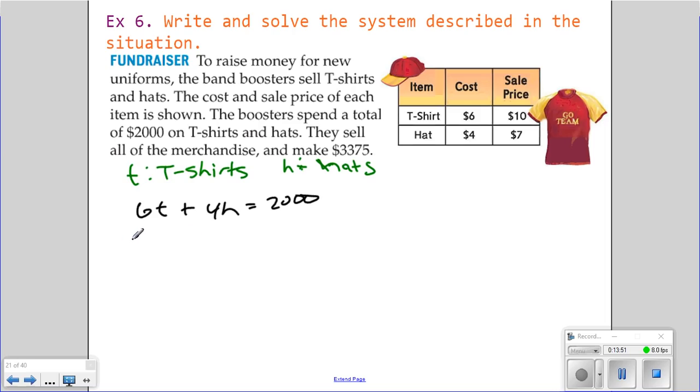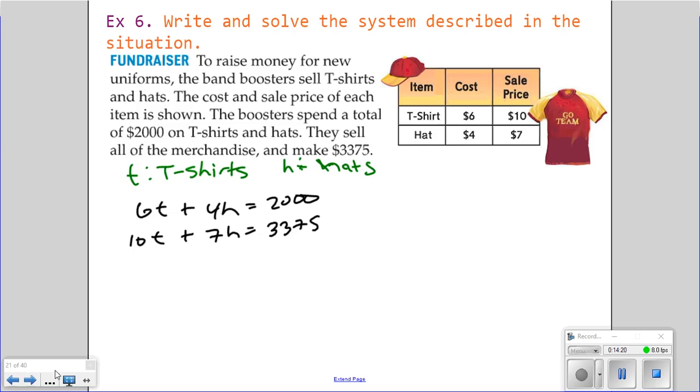Then they charge $10 per shirt plus $7 per hat and made $3,375. So those two equations would represent the system right there. So take the cost of each item times the number of items, which we're going to figure out in just a moment.